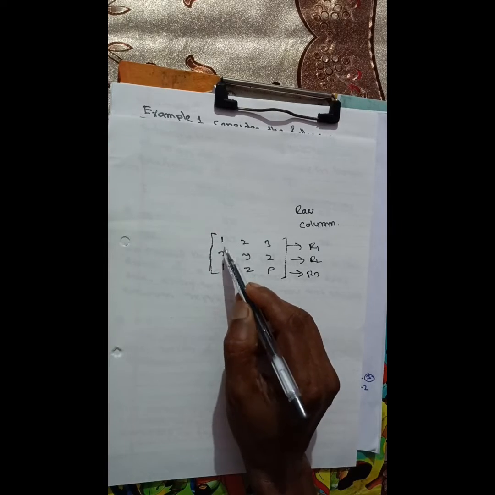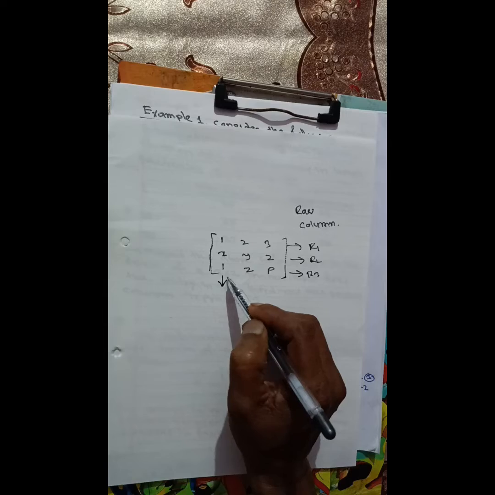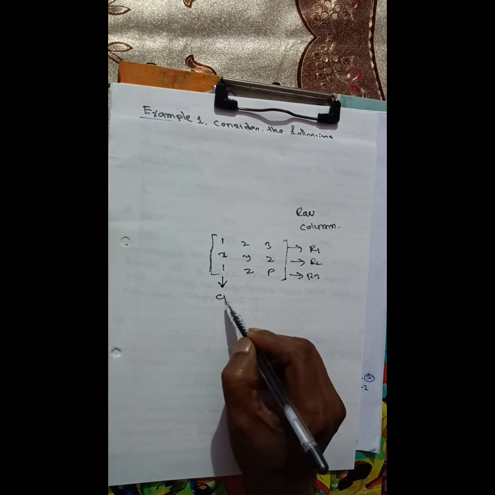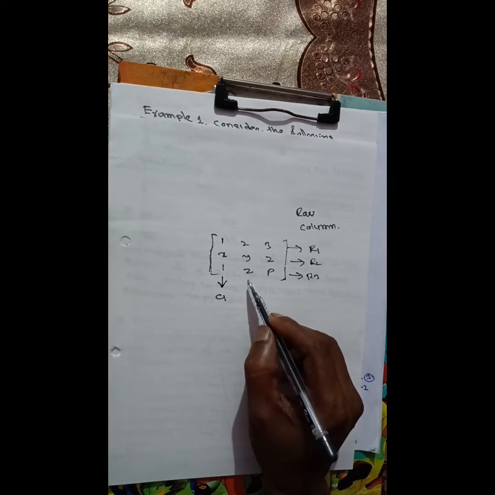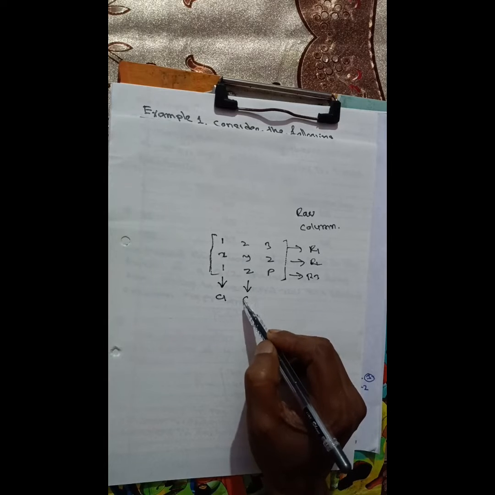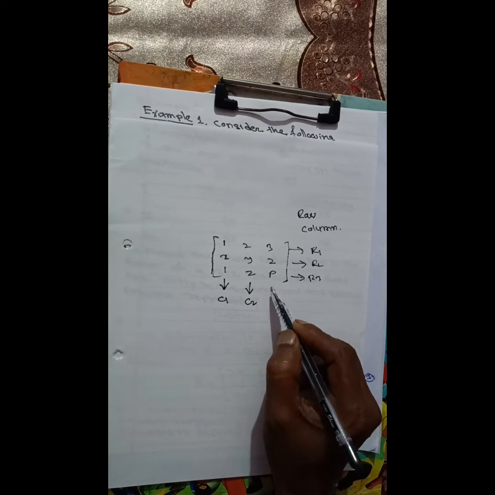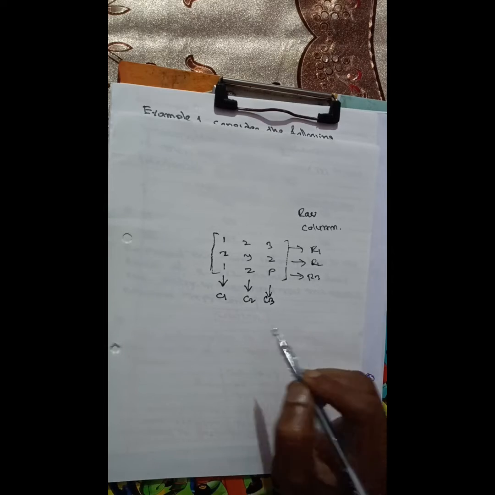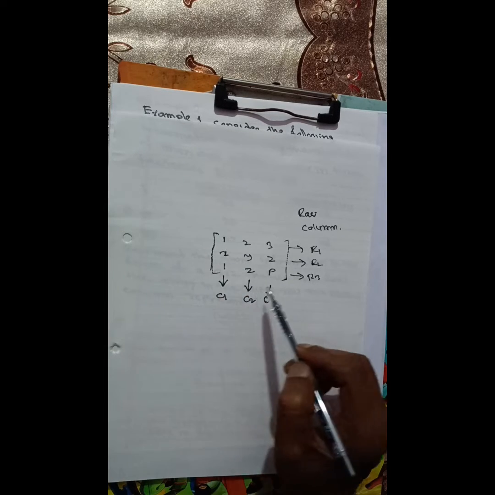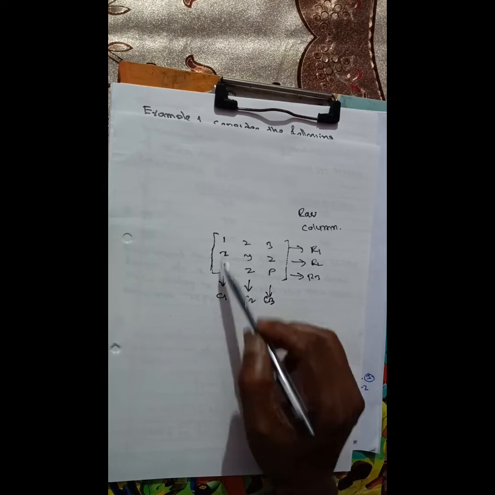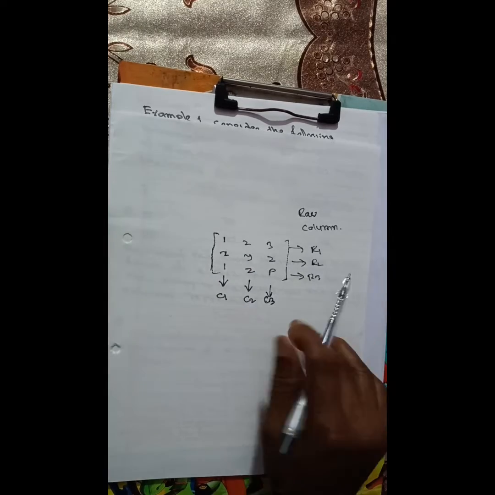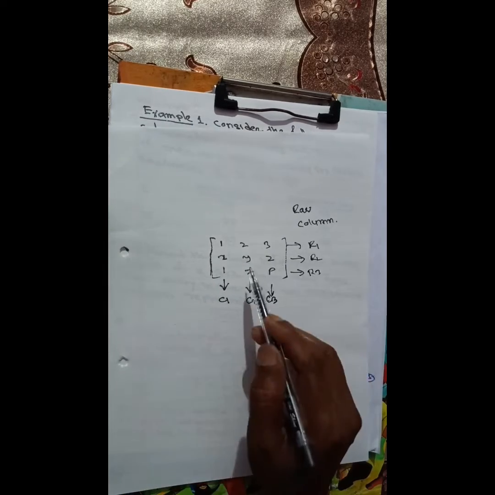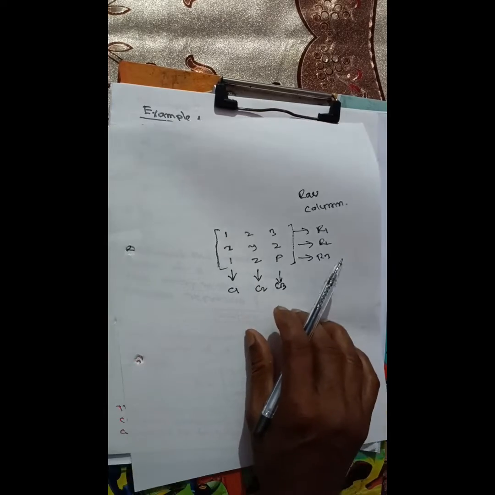Similarly, we consider in the vertical way, that is known as C1, that means column 1. This is known as column 2. This is known as column 3, C3. That is the rectangular array which is known as a matrix. There are different types of matrix.